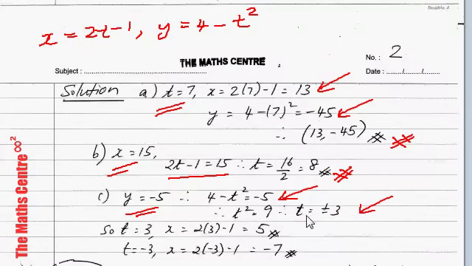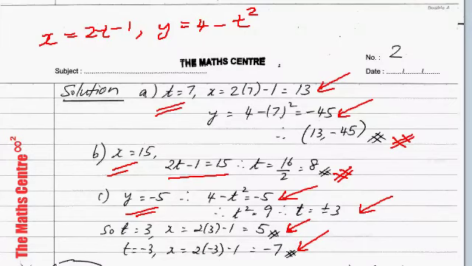So all you have to do is take positive 3 first, plug into 2t minus 1, you will get 5. And when you take t equals minus 3 and plug it into 2t minus 1, minus 6 minus 1, minus 7. So you get two values of x. How do we do that? We get two values of x because we have two values of t. One value of t is plus 3 and one value of t is minus 3. That's why the question says find the possible values of x.